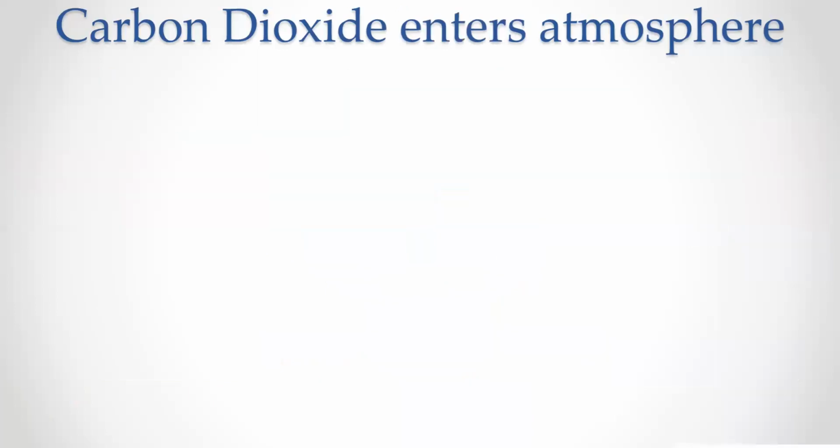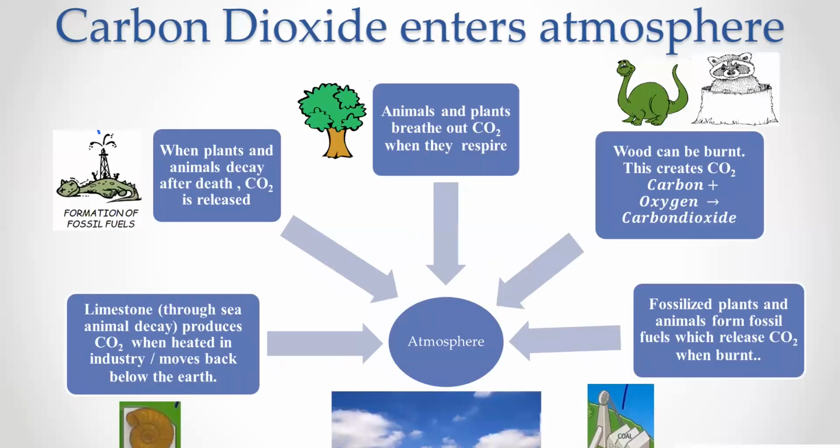Now, how does carbon dioxide enter the atmosphere? First of all, we check that animals and plants breathe out carbon dioxide when they respire. Plants use carbon dioxide to make glucose, like using carbon dioxide for photosynthesis. At that time, plants have taken carbon dioxide from the atmosphere, but now they give carbon dioxide to the atmosphere when they respire. So basically, we must know what respiration is. Animals and plants breathe out carbon dioxide when they respire.